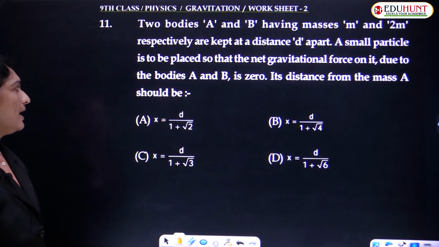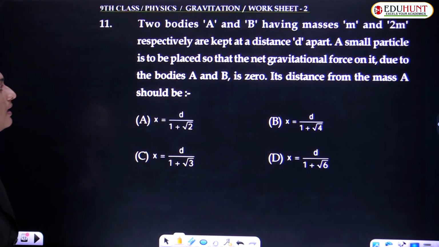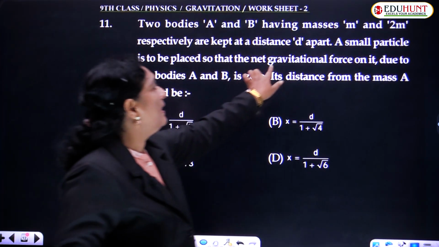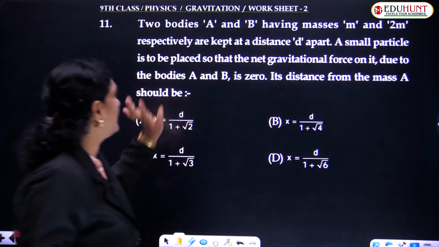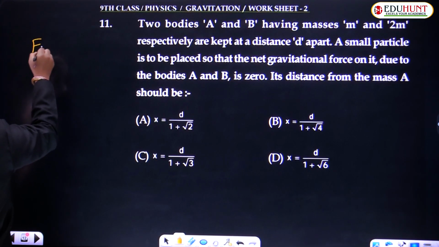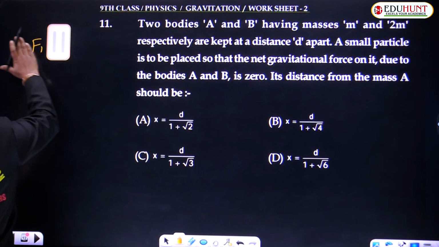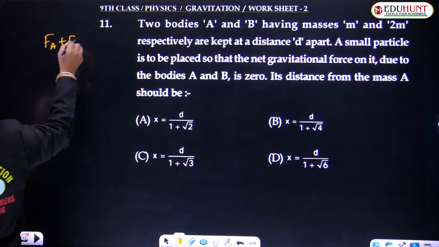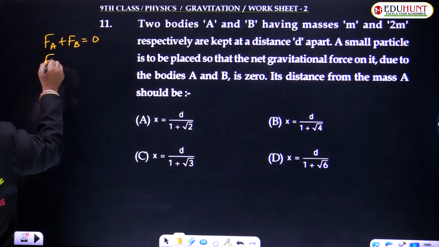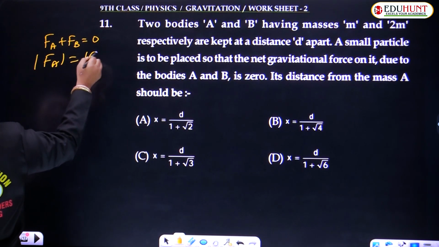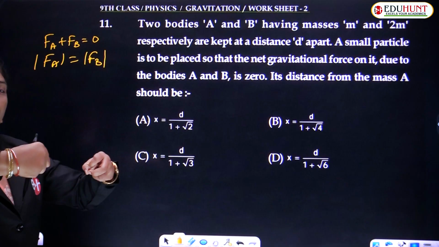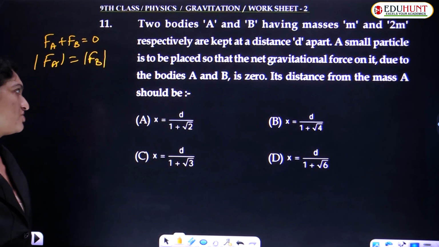Distance from the mass A should be. Well, solving this further, what is given: two bodies exert forces on a small particle placed such that the net gravitational force on it is 0. So the force due to the first body and the force due to body A, the net force, must be 0. This indicates that the magnitude of the force by the first body equals the magnitude of the force by the second body. Equal amounts of forces are acting in opposite directions.